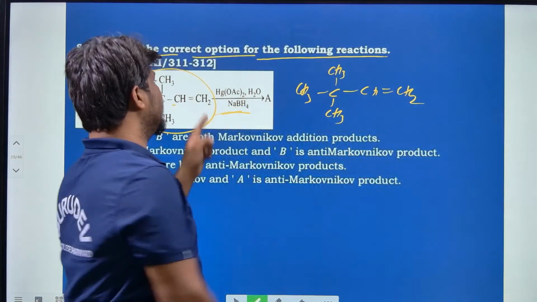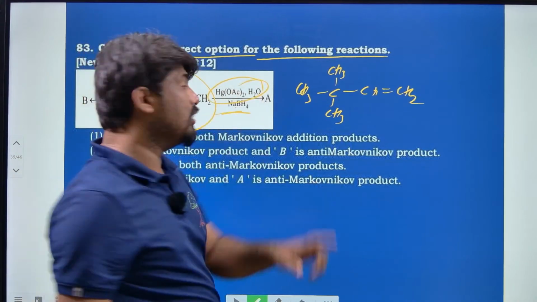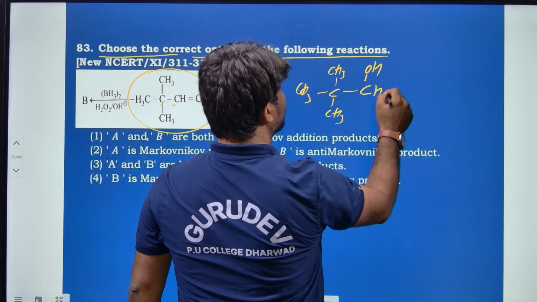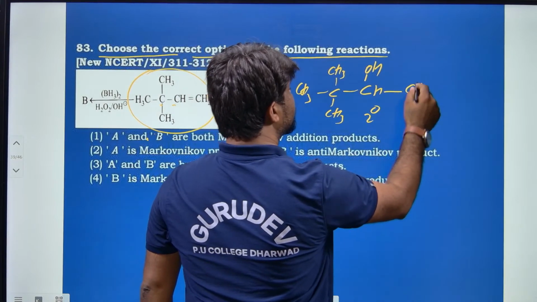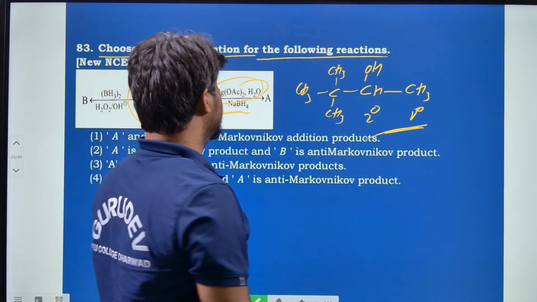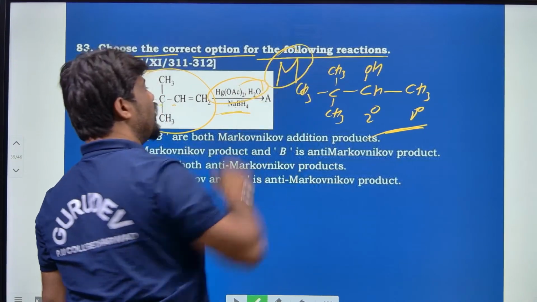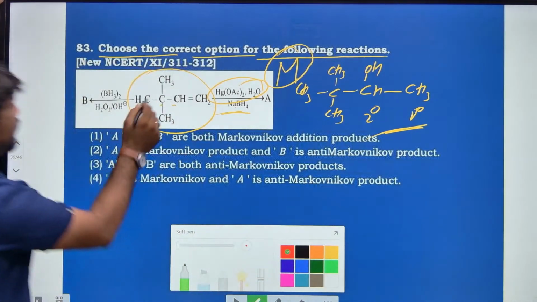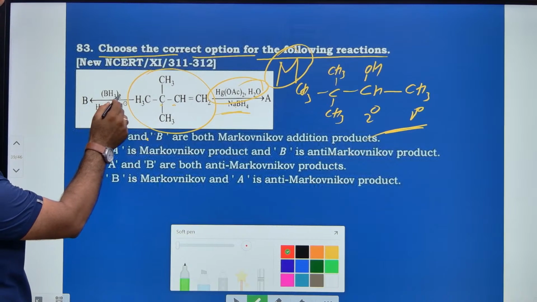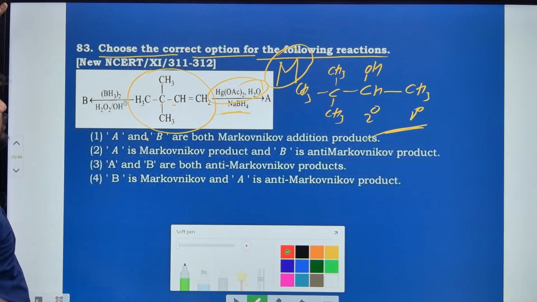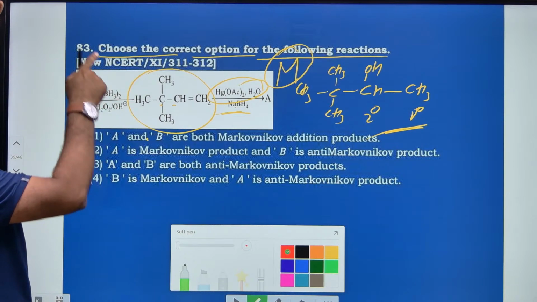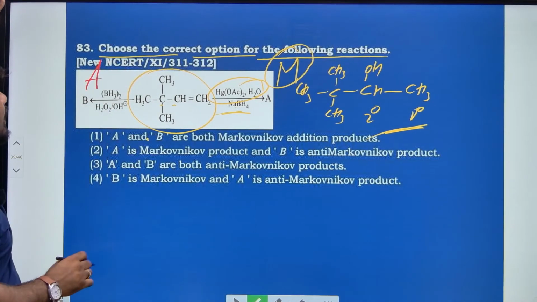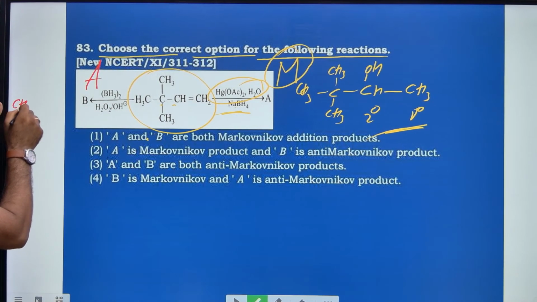When it undergoes addition of water in the presence of this reagent, it follows Markovnikov's rule, resulting in the addition of OH to the secondary carbon and addition of hydrogen to the primary carbon. Then for this one, when this molecule is treated with diborane in the presence of hydrogen peroxide and OH minus, addition of the water molecule takes place by following anti-Markovnikov's rule.